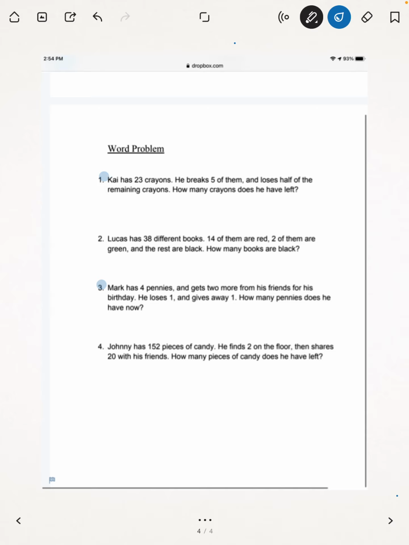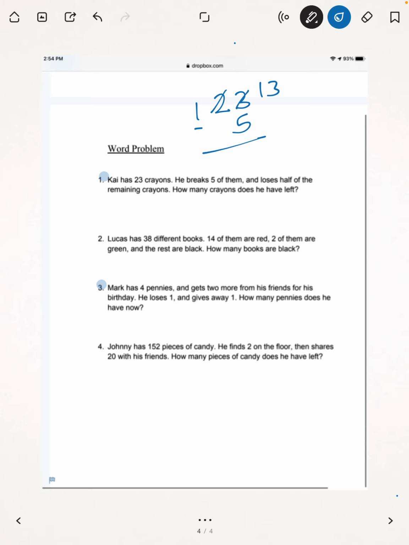K has 22 crayons. He breaks 5 of them and loses half of the remaining crayons. How many crayons does he have left? Okay, so it says that he has a total of 23 crayons right now. And it says he breaks 5 of them, which we have to subtract 5 then. So let's subtract it. 3 cannot be subtracted from 5. So you have to borrow from the tens place. This one turns into 1, and then 3 turns into 13.